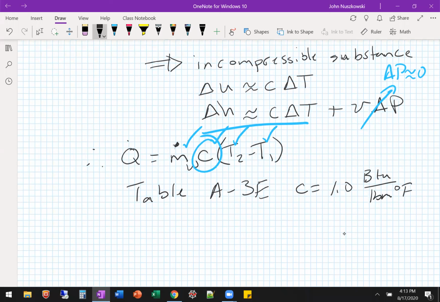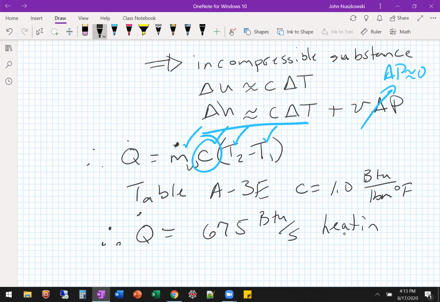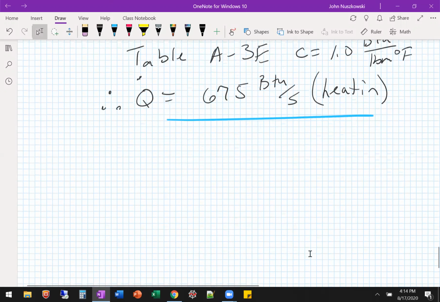We plug in, and we get a rate of heat transfer of negative 675. Oh, sorry, not negative, positive 675 BTUs per second, which is heated. All right, so we have the rate of heat transfer occurring inside the system. I'm gonna go quick because I only have a minute or two.